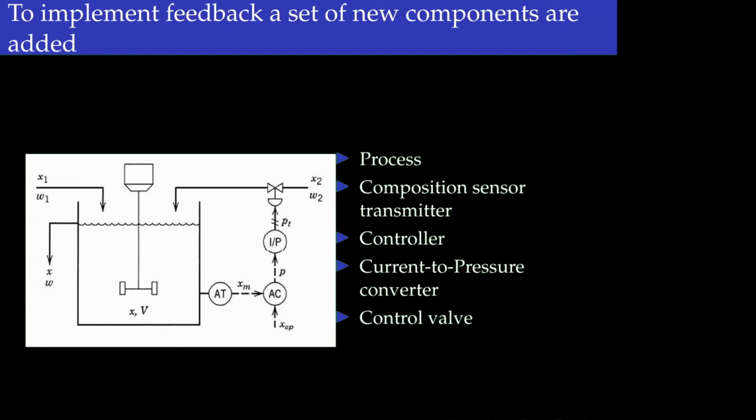Okay, now before going to that, let's look at the elements within this system. So we have the process, which is represented by this mixing system, and then we have the composition sensor and transmitter. So we have to measure the composition, which is represented by this analyzer and transmitter. We have the controller represented in the diagram, and we have the I to P, or the current to pressure converter, and we have the final control element. Now we need to look at what are the dynamics of each of these different elements.